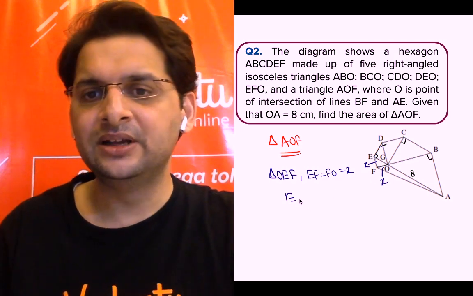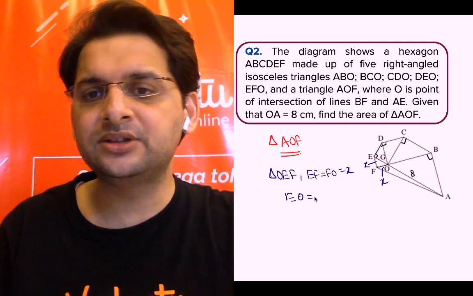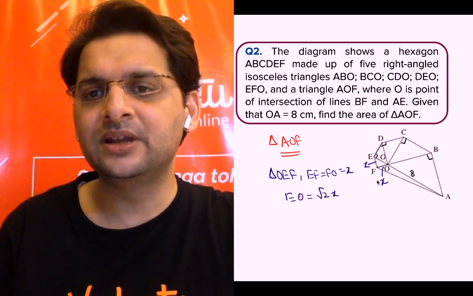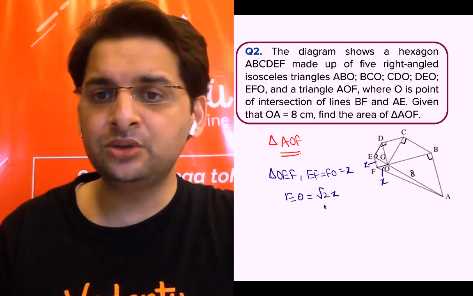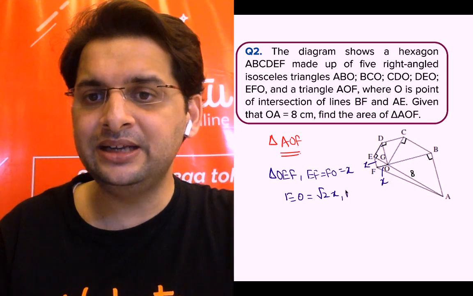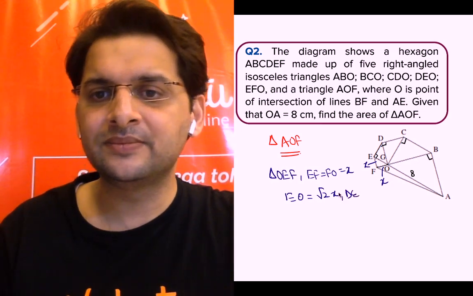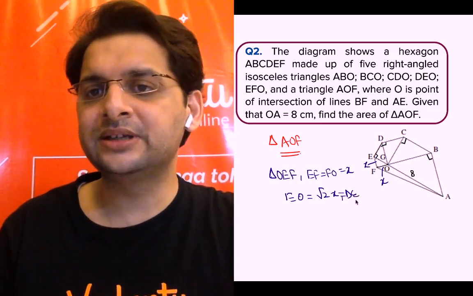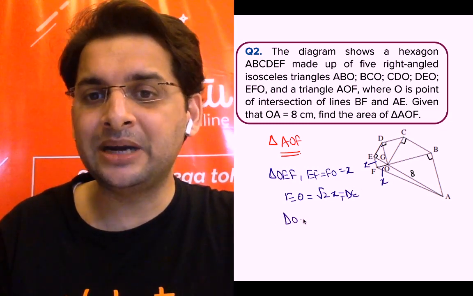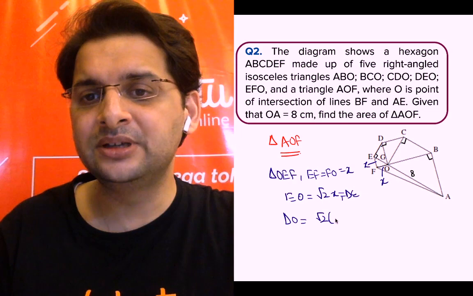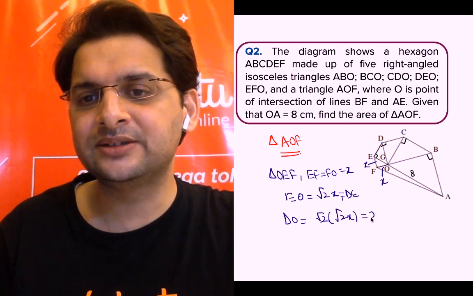Let's say they are x. So EO, if I apply Pythagoras theorem, can I say it will be root of x square plus x square? No problem with this. So EO is root 2x, so that means DE is also root 2x, and DO is the hypotenuse. So DO, if you apply Pythagoras theorem, it will be root 2 times root 2x, that is 2x.